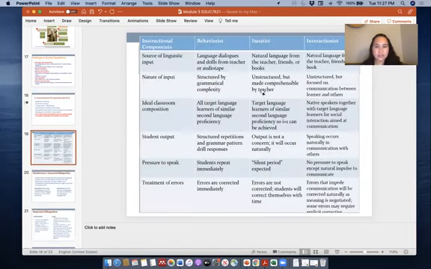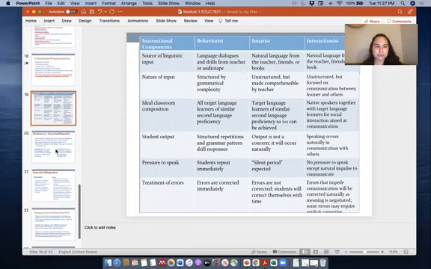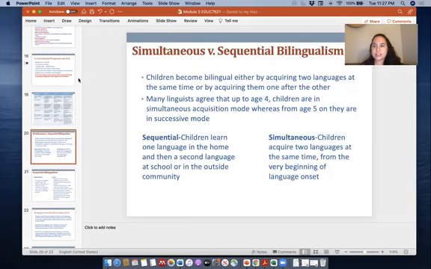Here is a table with a summary of the theories and what that looks like for second language acquisition. So we have now reviewed the first and second language theories. Their underlying premise is a sequential form of bilingualism, where you become bilingual by acquiring one language after the other. There is another way to be bilingual, and that is to acquire two languages at the same time, often referred to as simultaneous bilingualism.